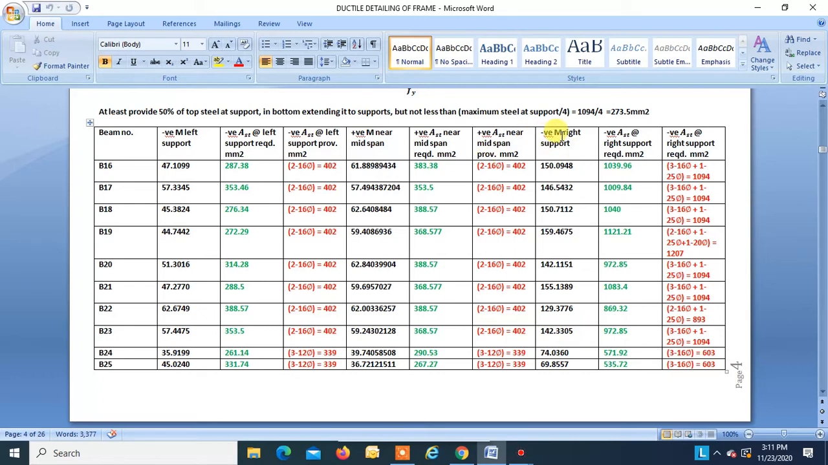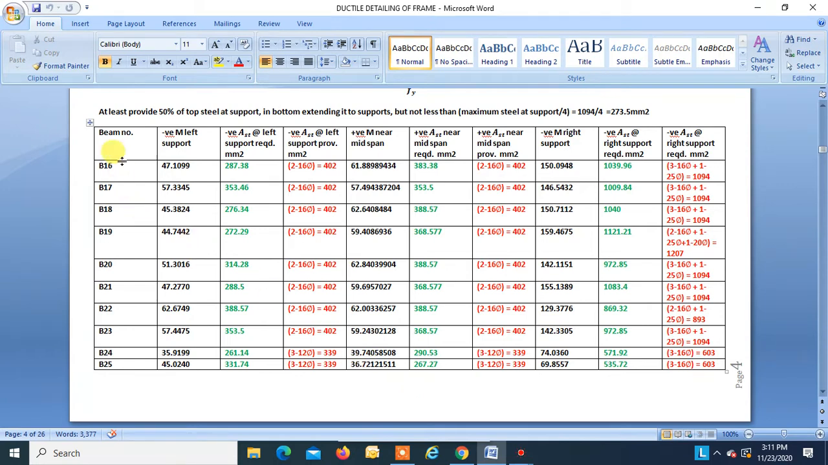This is the negative moment at the right-hand support. This is the negative steel required at the right-hand support, and this is provided at the right-hand support. So this is the table showing the calculation of the longitudinal steel required for all the beams.